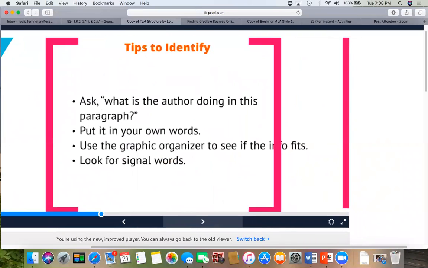So when you're trying to identify, there are a few tips that you want to look at for yourself. The first thing is ask, what is the author doing in this paragraph? In your own head, you want to put it in your own words. Think in your own words, a short summary: what is the purpose? What is this person doing? What are they trying to say? You can look at the graphic organizers to see if they fit, and then look for the signal words, which we will talk about later, because there are a few signal words for each type of text structure that will hopefully help you identify them when you're looking at your assignments.